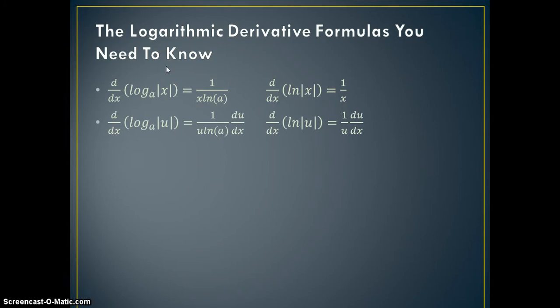Again, if we want to use chain rule, we have derivative of log base a of the absolute value of u is 1 over u natural log of a times du dx, because we have an inside function. So again, the derivative of natural log of absolute value of u with respect to x is 1 over u times du dx. So just like we did with the exponentials, you need to take the derivative of the inside function if u is a function of x.